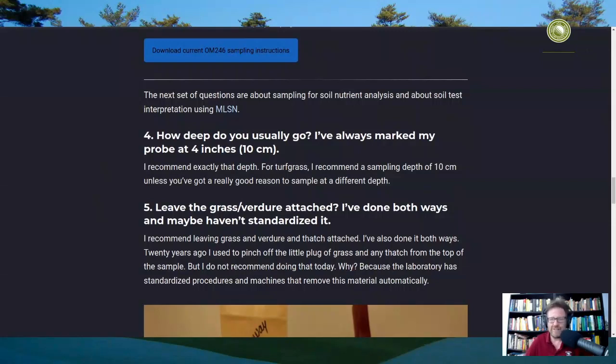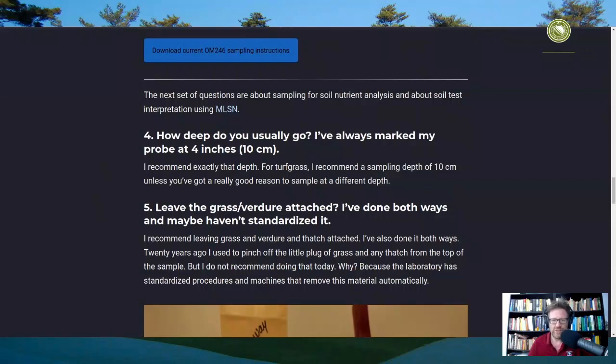but the purpose of the MLSN type of testing, or soil nutrient analysis, just regular type of soil testing, the purpose of that is to decide, do we need to adjust the pH of the soil? And the purpose of it is really to decide how we should adjust our fertilizer applications.